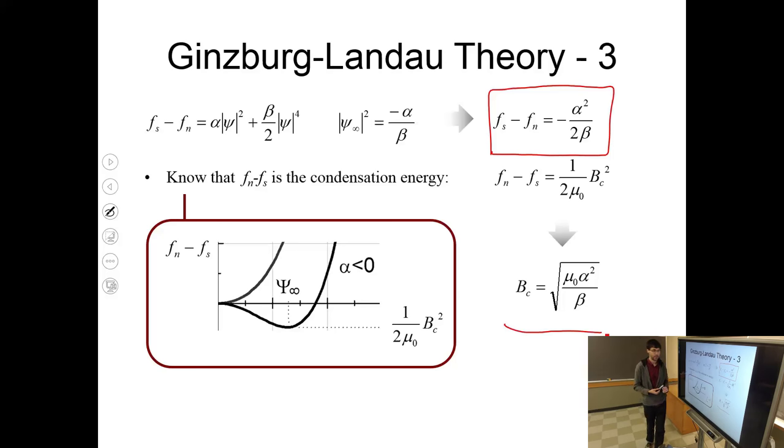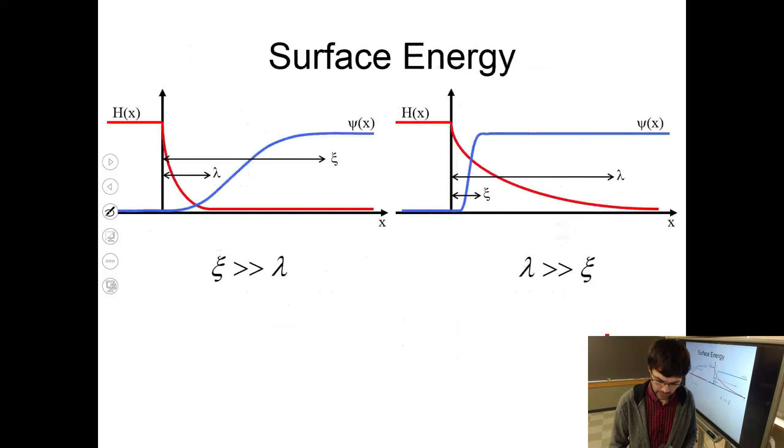So then if I measure something else like Tc, I can probably have a couple of equations and figure out what alpha and beta should be in terms of the measured parameters. So that's a very powerful theory. Now let's see how that gives us vortices. Okay? That will be our goal for today.